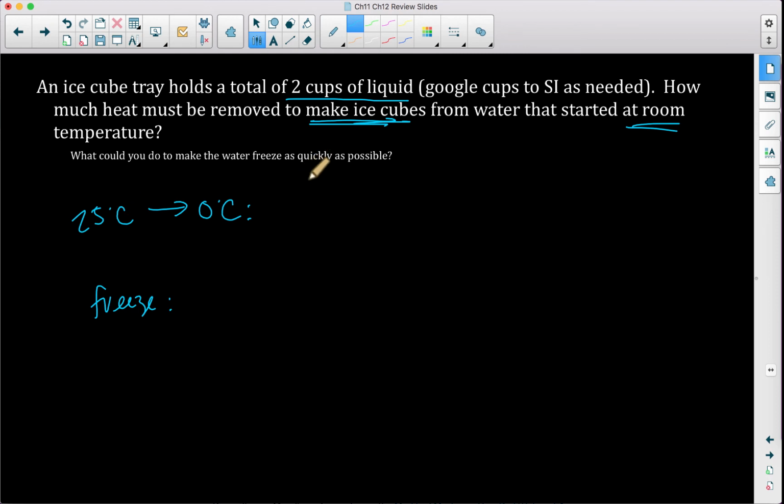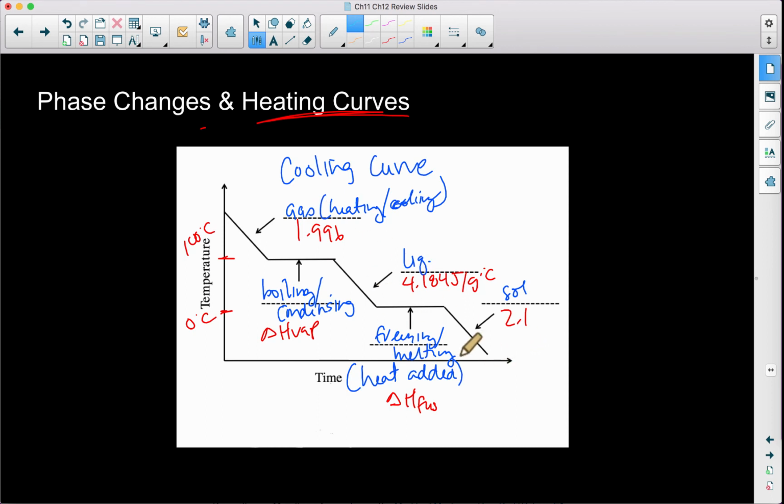For this, that one's pretty simple. What are we going to use? We're going to use Q equals mC delta T. And if we think about this curve, what that means is we're starting somewhere around here. Let's get a different color. Starting somewhere around here, we need to cool it, and then we need to freeze it, and we're going to stop here.